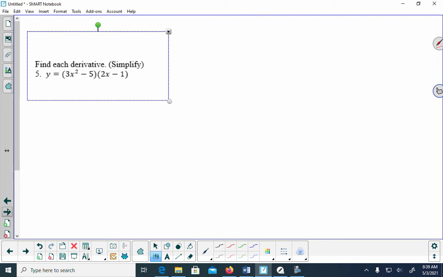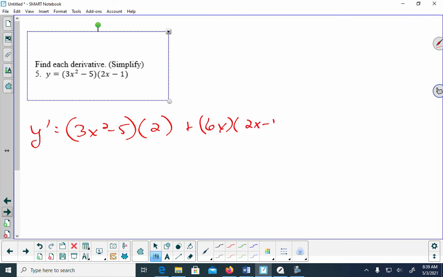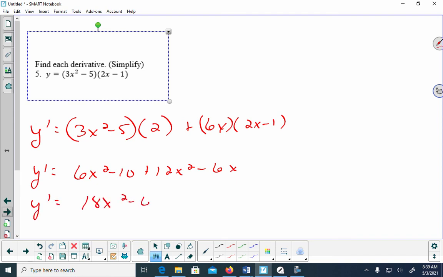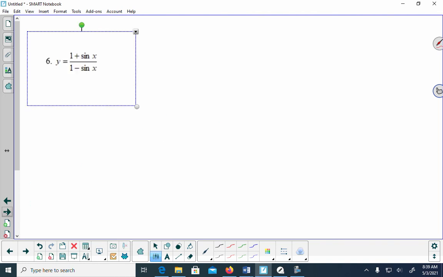But I did the product rule, so I'm going to leave that 3x squared minus 5 alone. Taking the derivative of 2x minus 1, that's just going to be 2. Plus now taking the derivative of 3x squared minus 5, and that's going to be 6x. And leaving that 2x minus 1 alone. Now I'm going to clean it up a little bit. So I'm going to have 6x squared minus 10 plus 12x squared minus 6x. And putting in descending order of exponents, I am going to have 18x squared minus 6x minus 10. And that is going to be my derivative. If you would have multiplied, you would have gotten the same answer.